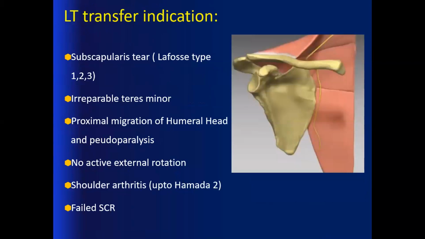Indications are subscapularis tear up to type 3, that is up to the upper 2/3 of the tear, not a complete tear. In case of irreparable teres minor tear, and also proximal migration of the humeral head with pseudoparalysis, where there is no active external rotation, and also shoulder arthritis up to type 2, and also in case of failed SCR.